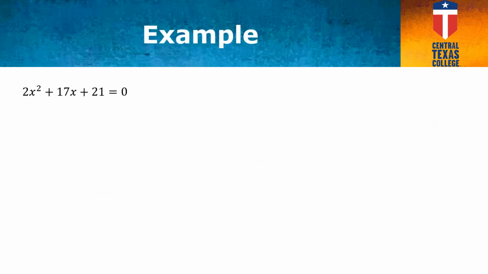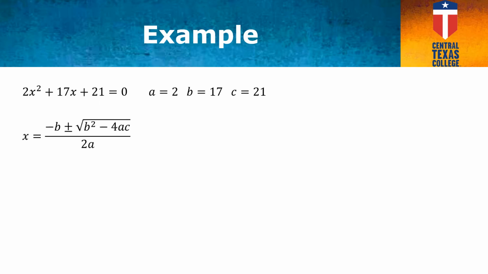Let's take a look at a simple example. 2x squared plus 17x plus 21 equals 0. Here a equals 2, b equals 17, and c equals 21. We take our quadratic formula and simply substitute all the a, b, and c values.